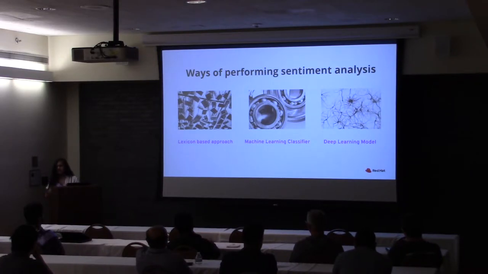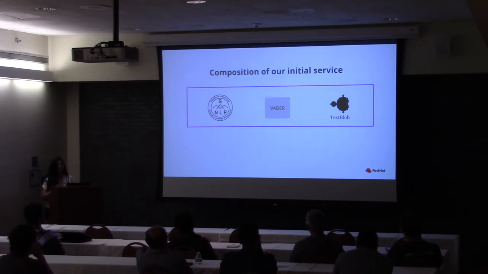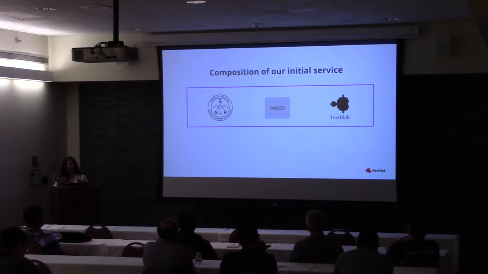So let's look at what we started with. Our first pass at building a sentiment analysis service was composed of three open source NLP libraries, which are Stanford Core NLP, Vader, and TextBlob. These are three really good and robust NLP services which are available. Core NLP is based on a recurrent neural network, which is a deep learning based model, and it's trained on a tree-based corpus called the sentiment treebank, which lets it learn the compositional effects in natural language.